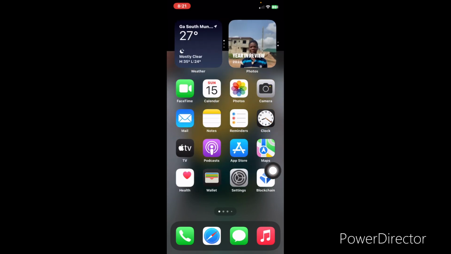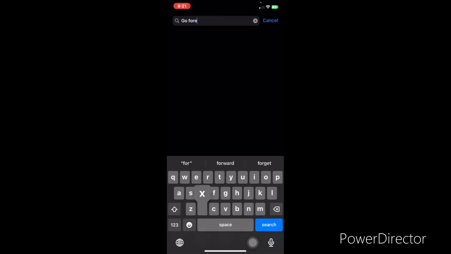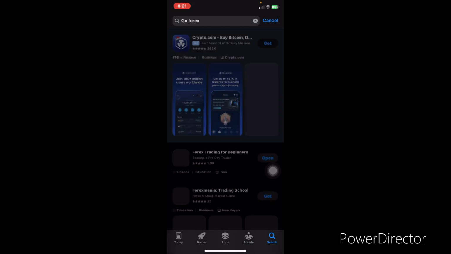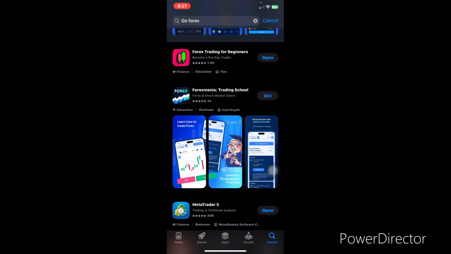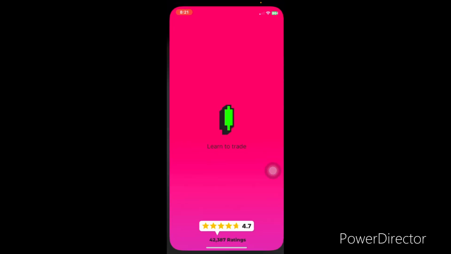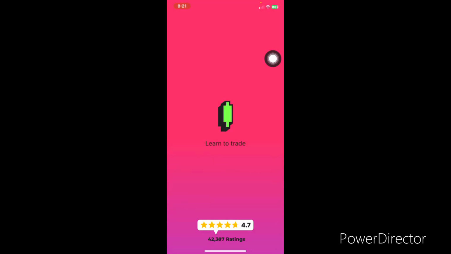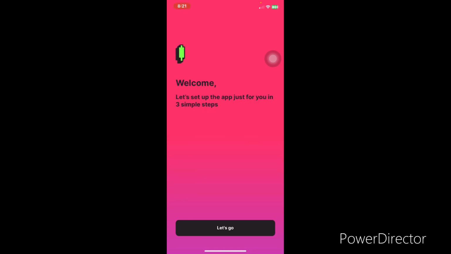You just head over to your app store or play store, then you search for Go Forex. Wait for it to load. Okay, so there it is, the red and green app. After downloading you just tap on it. It will show you the basics in forex. I prefer English, so let's go in for English.